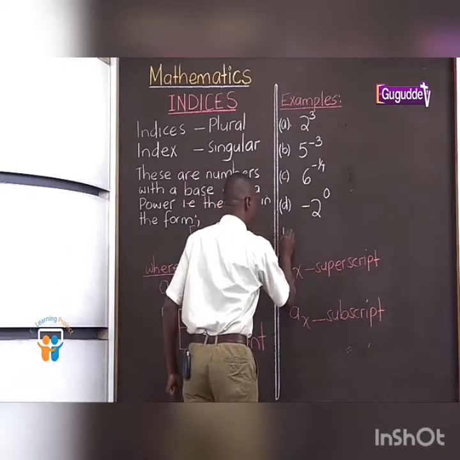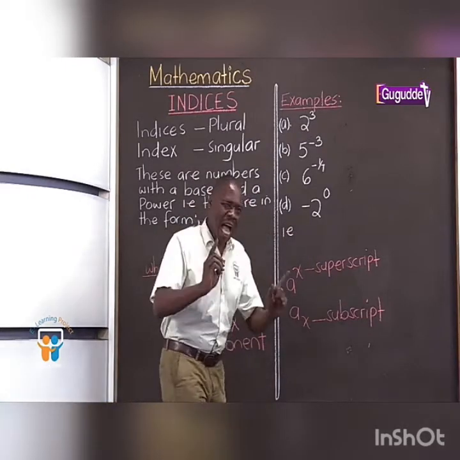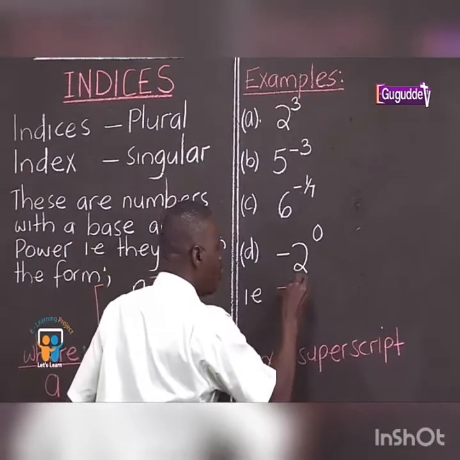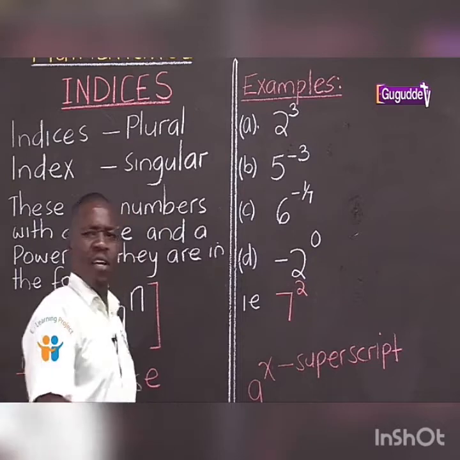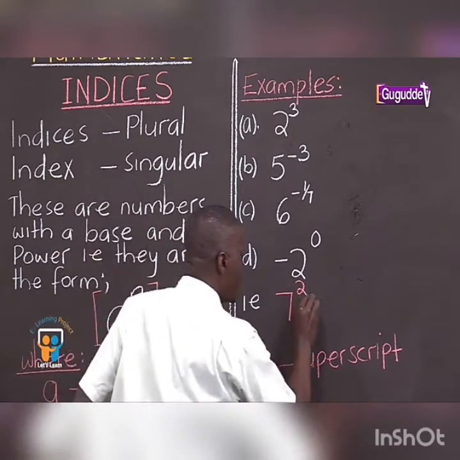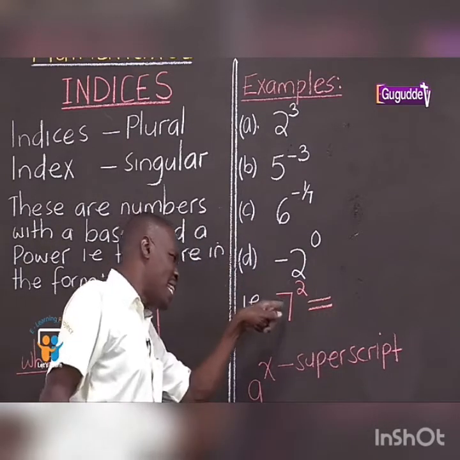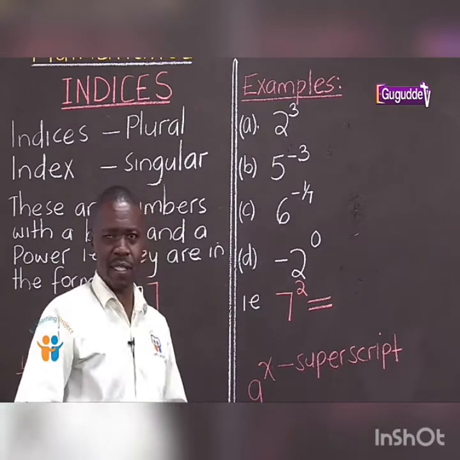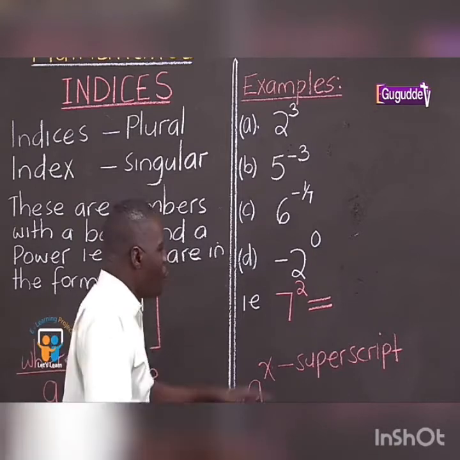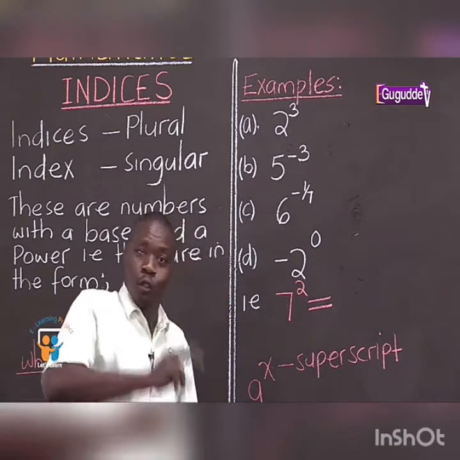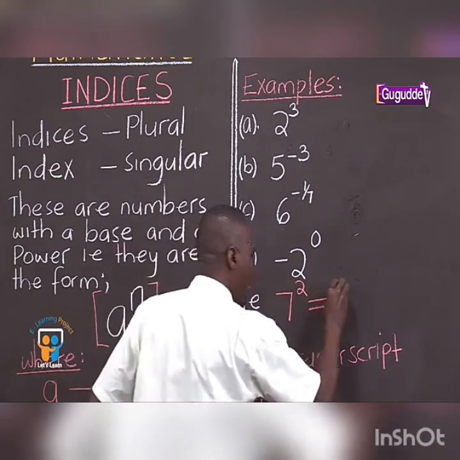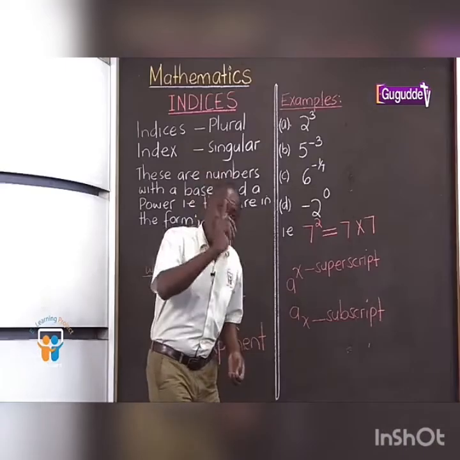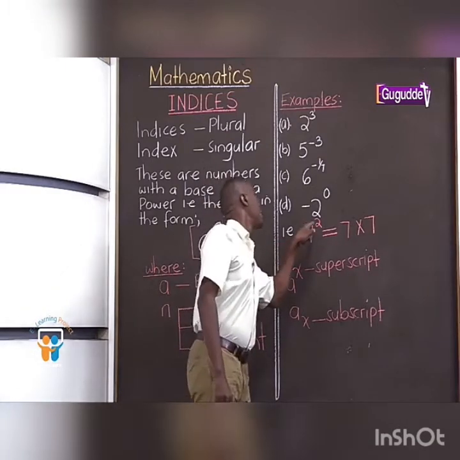This is what I'm trying to say. If I have a number such as 7 to the power 2, it simply means that we are going to multiply the 7 by itself twice. What do I mean? I'm going to repeat this 7 twice so that I have a 7 times a 7. Don't forget, viewers, and you get 7 times 7.